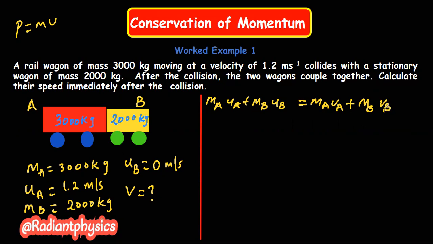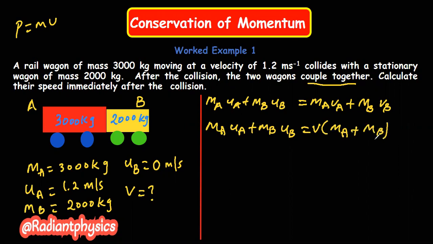I want to explain something. Remember that I told you that when they stick together they have a common velocity, which means they are traveling with the same velocity, as this question has stated, coupled together, which means stick together. So we are going to have MA UA plus MB UB equal to, we just pick one of these velocities, V, times (MA plus MB). And then we substitute this information. You can see that it's very simple, right? So we're using this equation.